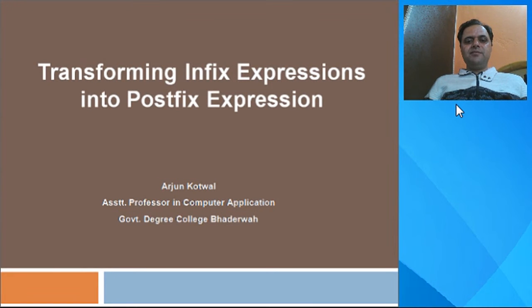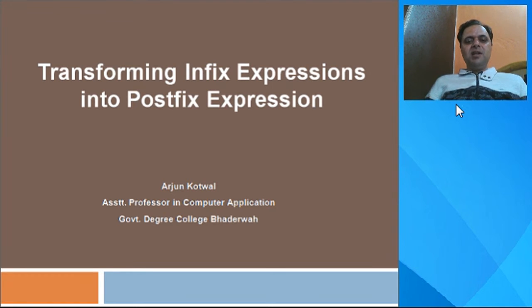Hello students, today's topic is transforming an infix expression into a postfix expression. As you know, what is an infix expression, what is a postfix expression and what is a prefix expression. An infix expression is an expression where the operator is in between the operands. For example, a plus b, here plus is an operator and a and b are operands. And the operator plus is between the two operands.